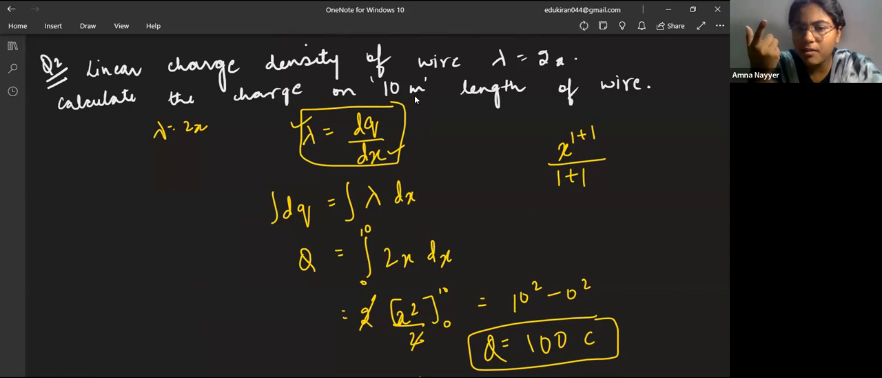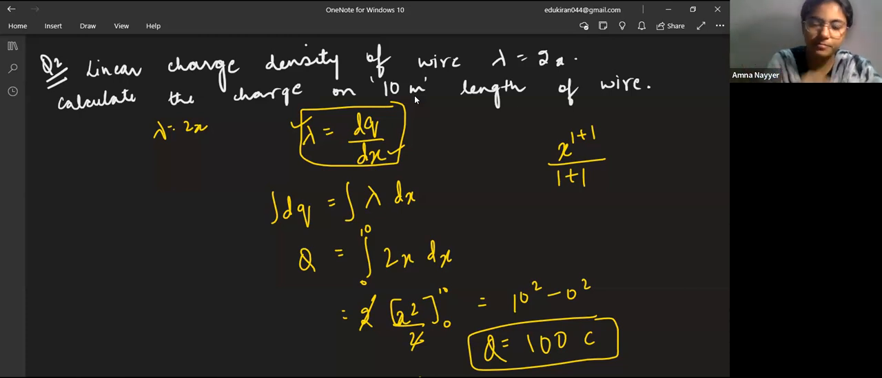So x to the power 1 will become x square by 2. This is how you integrate. If anyone is having difficulty in integration, let me know personally. Otherwise, I think everyone would be able to solve the integration of 2x. So now 10 square minus 0 square is 100 coulombs. Is linear charge distribution clear to all of you now?